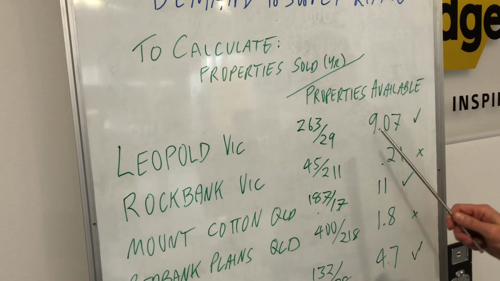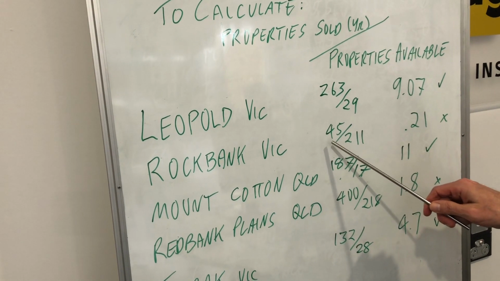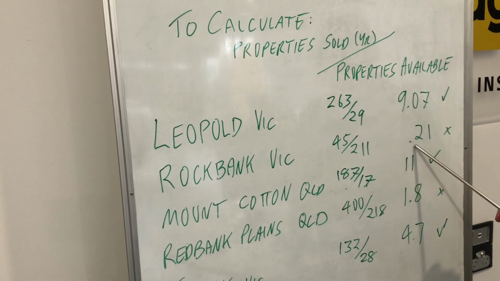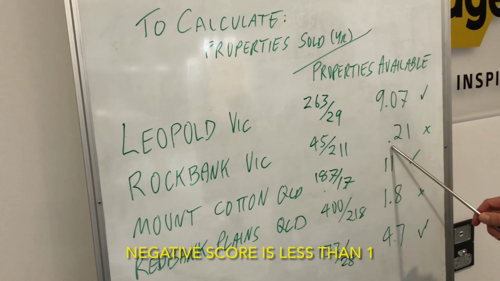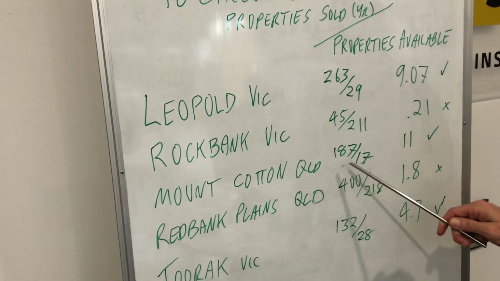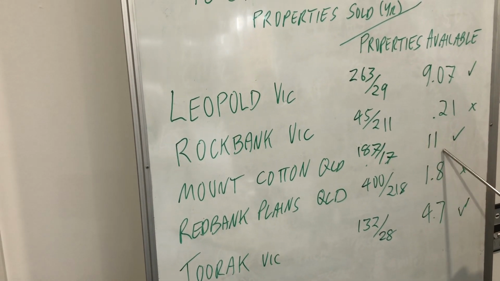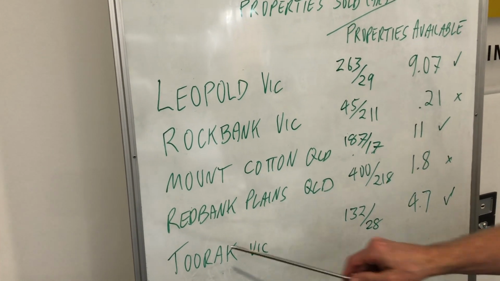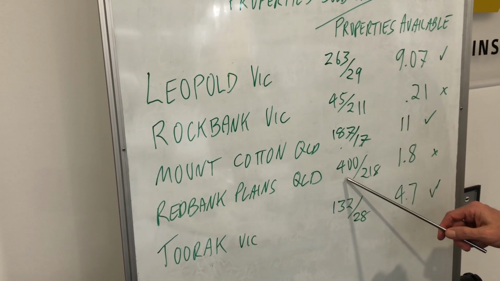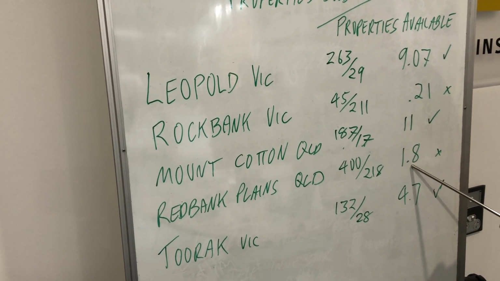Prices are going crazy. In Rockbank, Victoria, there's currently 45 properties normally sold every year, but 211 available. So that's a negative DSR score or 0.21. So we don't want to be buying here. Mount Cotton, again, it's 187 properties are normally sold, only 17 on the market. It's an 11, a really good ratio. Redbank Plains in Queensland, we've got 400 properties sold in the last 12 months, 218 available. So 1.8, that's a little bit low for my liking.